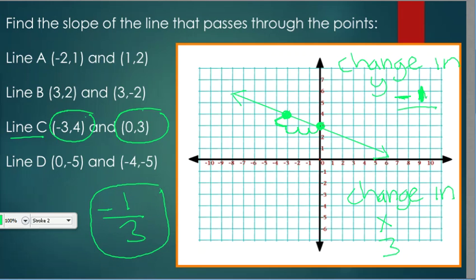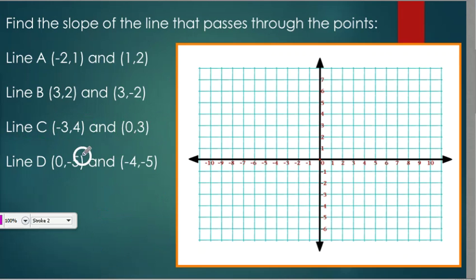Let's look at line D. Okay, so line D crosses through the point 0, negative 5. So the right or left 0 and then down 5. And then negative 4, negative 5. So to the left 4, down 5. So we can see that line D is a horizontal line crossing through negative 5 on the y-axis. The equation of this line is going to be y equals negative 5.